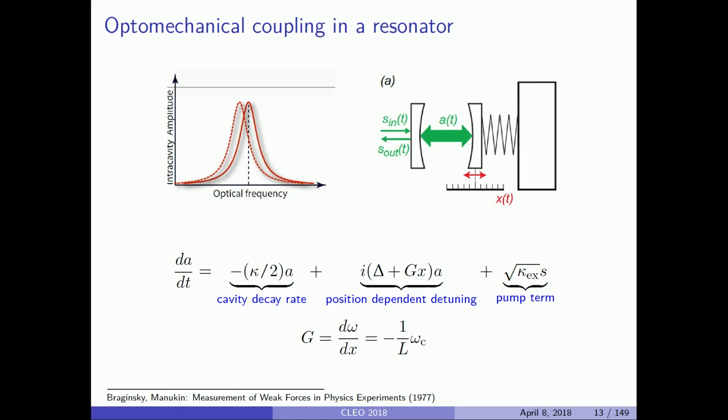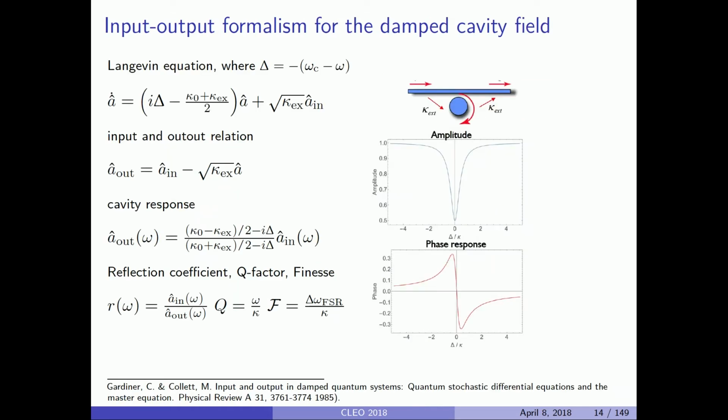What we often find is that this input term is written as root kappa external times s, where s squared is normalized to power and a squared is normalized to energy. That's why there's a square root of kappa appearing here. This is a widely adopted nomenclature to describe the input and output fields of a cavity. With this input-output formalism, you can solve the equation of motion, for instance for the amplitude response of a cavity and the phase response.